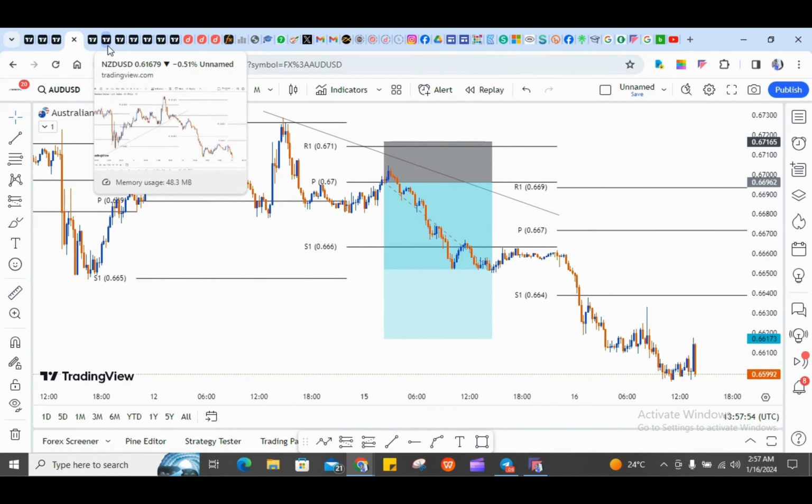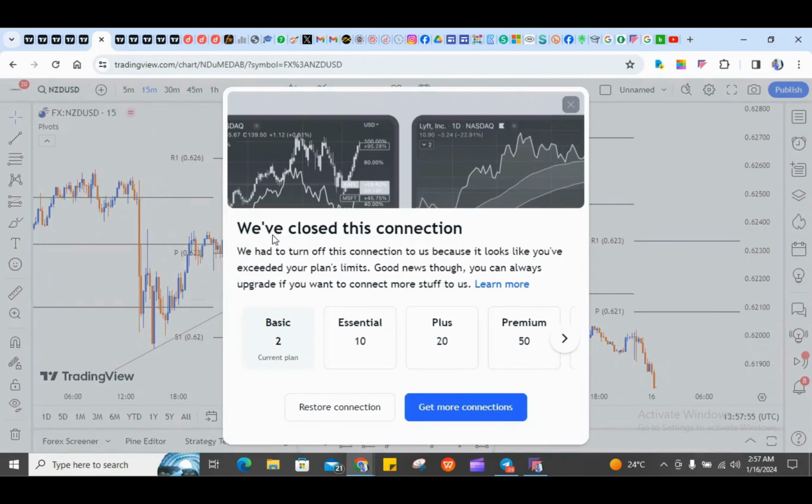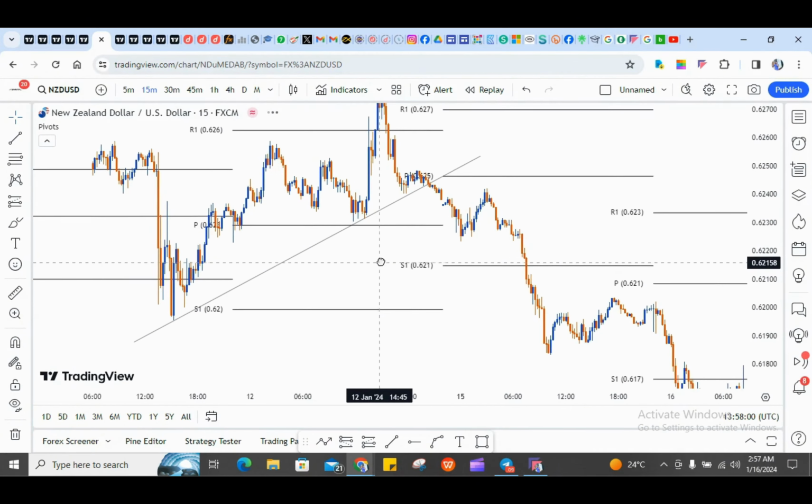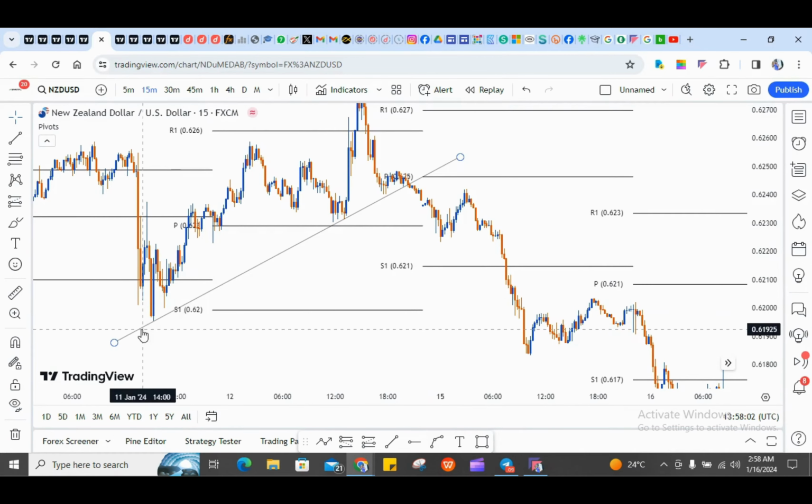Let's see if we can do another one. Do we have NZD USD? Did I take this trade? I think I did. No, I did not. I just marked my trend line.